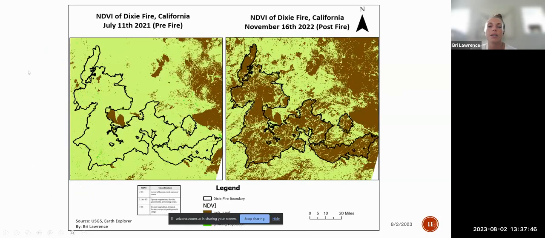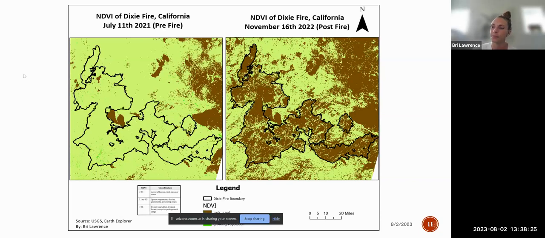My last image is the NDVI of pre- and post-fire. You can see that the sand is more prevalent in the post-fire image. I used brown to represent that, compared to the green, the more dense vegetation, in the pre-fire image. That's the symbology I picked, and you can see it in the legend. And then I have the classifications in the little chart.